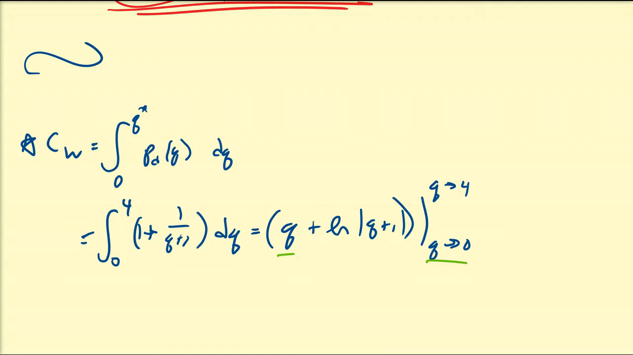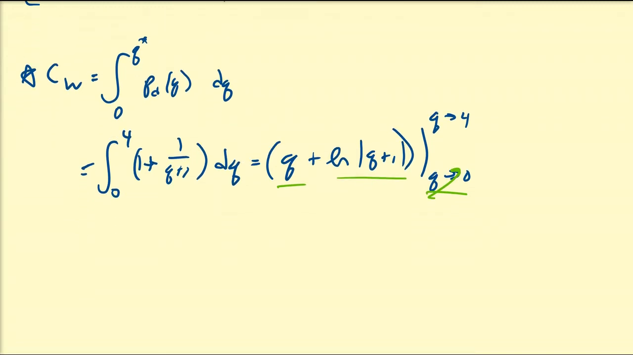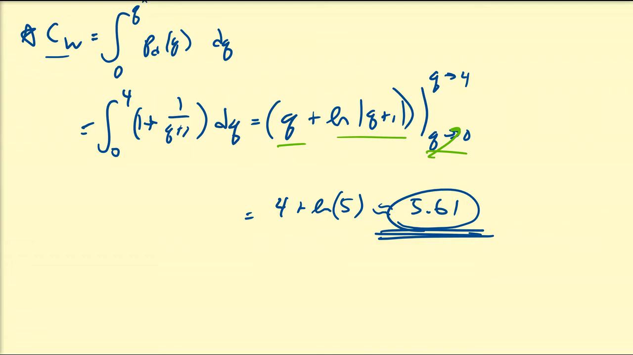So when we plug in 0, we get 0 plus the natural log of 0 plus 1, which is 0 as well. So this has no value contribution to our integral. So this is going to be equal to only 4 plus the natural log of 4 plus 1, which is 5. And you can find that this is going to be approximately equal to 5.61. And again, I'm not going to get into the interpretation of what it means for CW to be 5.61, but just think about it, if you're a business, you want CW to be as high as possible. With respect to what, that sort of depends on the situation.